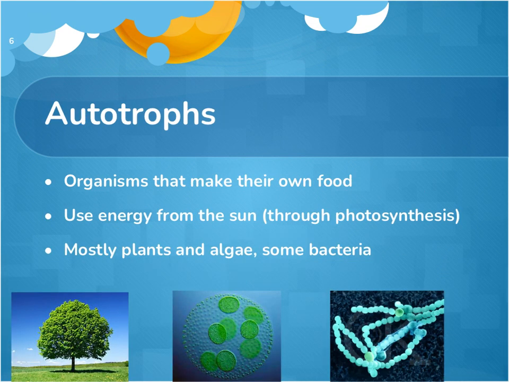Autotrophs, on the other hand, are organisms that make their own food using energy from the sun. So they can collect energy from the sun in the form of light through this process called photosynthesis, and they use that energy to convert the light energy into chemical energy, and they store it in sugars. So autotrophs include things like plants, algae, and some species of bacteria.